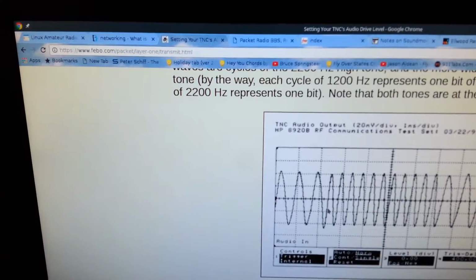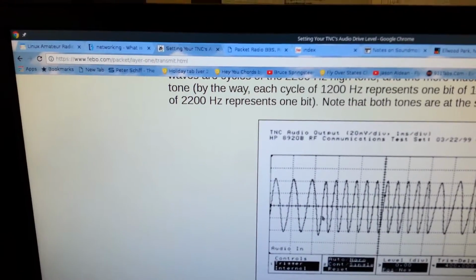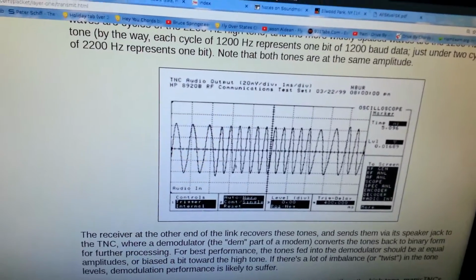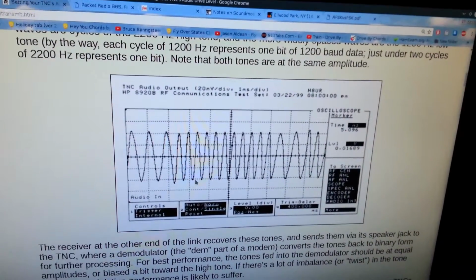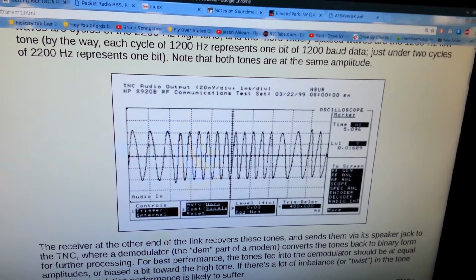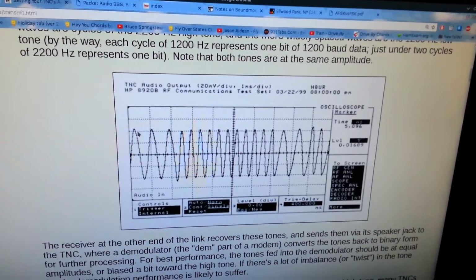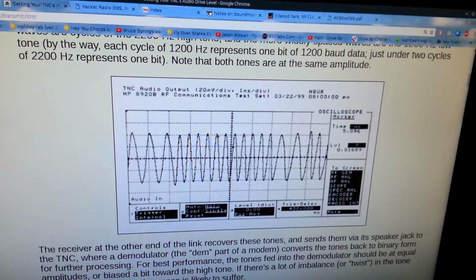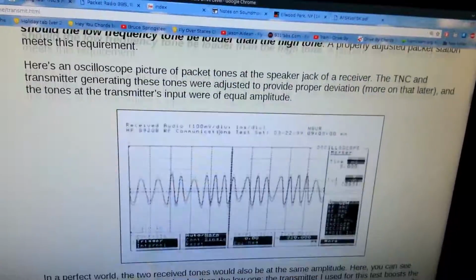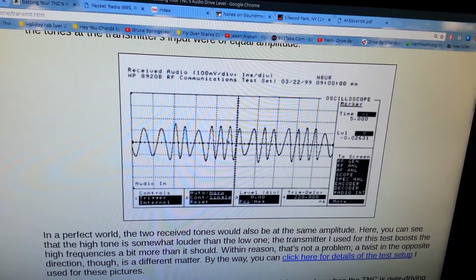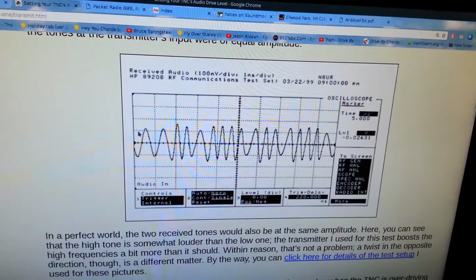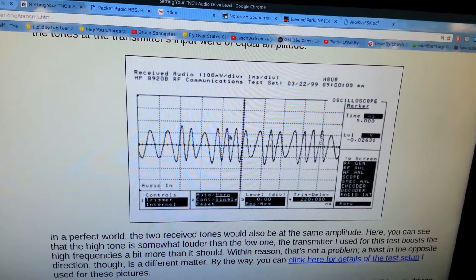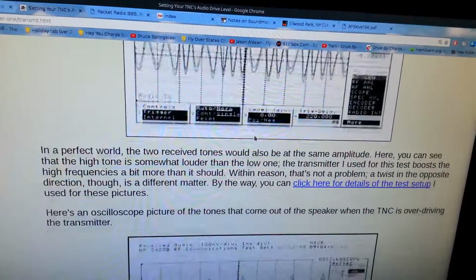So getting back to Fibo.com, when you look at the oscilloscope, the image that you want to see of the AFSK waveform should look like this. The 1200 Hertz has the same level as the 2200 Hertz. If you see anything different, then there's probably overdriving going on. So this is an example of overdriving. The low frequency has a lower peak than the higher frequency, and this would be bad from a demodulation perspective.